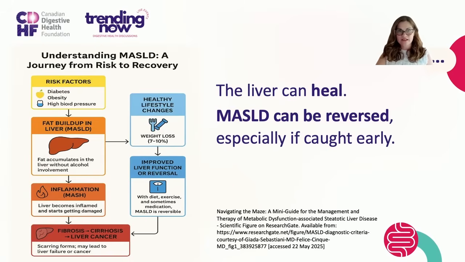and then liver cancer. But if you look at the blue path on the right, with healthy lifestyle changes, like losing 7 to 10% of your body weight, or even just 3 to 5% for lean individuals, eating better and moving more, the liver can heal. MASLD can be reversed, especially if caught early.